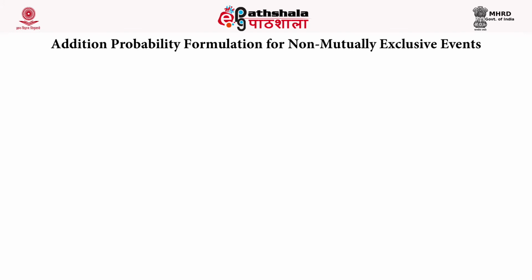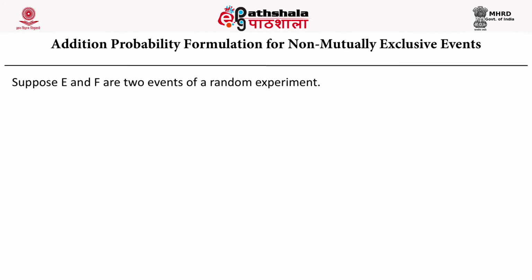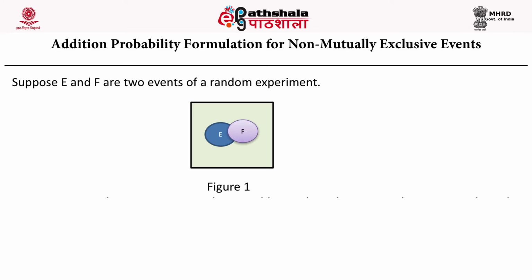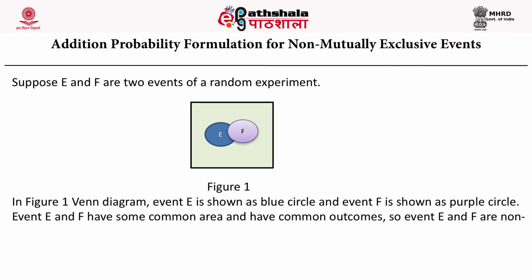So starting with the graphic representation of the Venn diagram for non-mutually exclusive events under addition probability formulation. Suppose E and F are two events of a random experiment. From figure 1 of the Venn diagram, event E is shown in a blue circle, and event F is shown in a yellow circle. Events E and F have a common area and common outcomes, so E and F are non-mutually exclusive events.